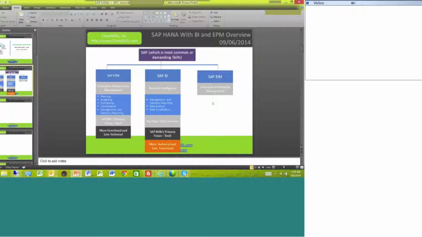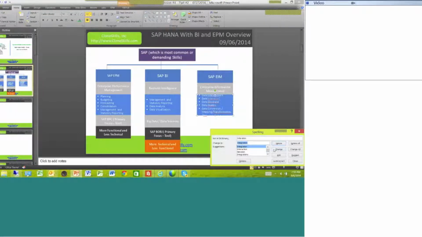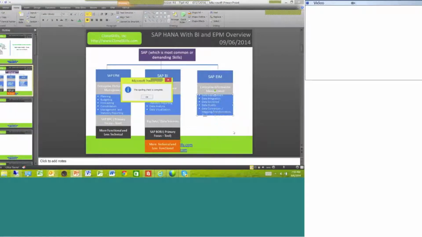What does EIM stand for? Enterprise Information Management. What is the primary focus for this one? This is going to be data management: data integration, data governance, data quality, data conversion, mapping, transformation, etc. These are all very much data-driven activities. This is exclusively focused on data, and this is the core area that we are going to deal with under EIM.